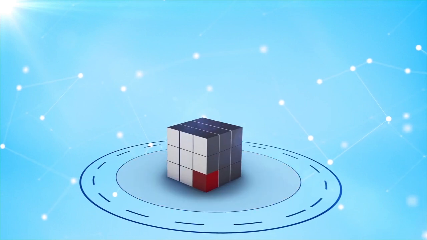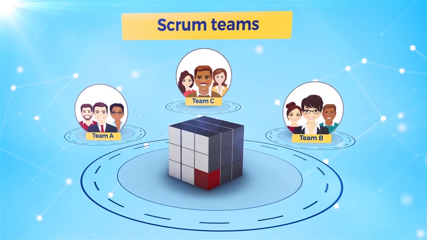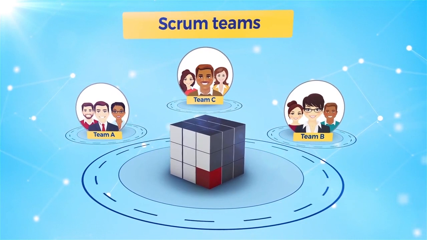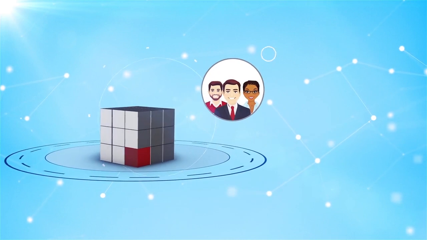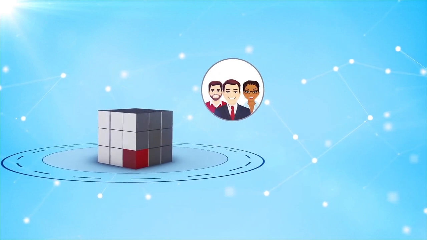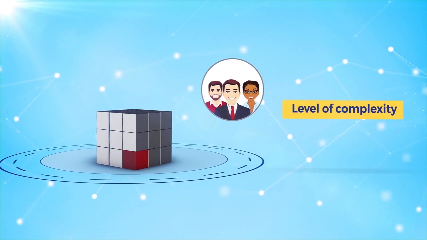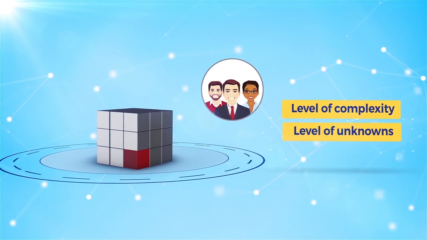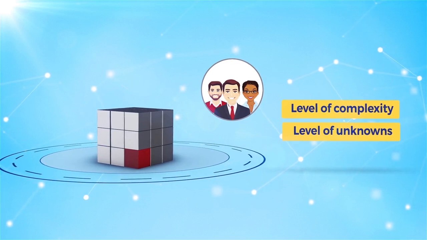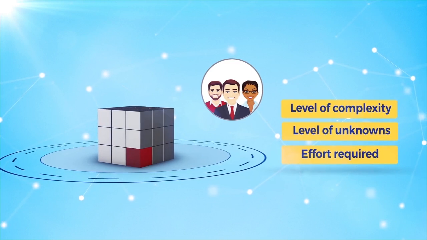Story points are usually used by Scrum teams, and they express how much effort is required to implement a story, or what we call the size of a story. We take 3 items into consideration when we're coming up with the relative size of a story. Number 1, the level of complexity involved in implementing. Number 2, the level of unknowns or risk. And number 3, the effort required to implement once we're ready to develop.